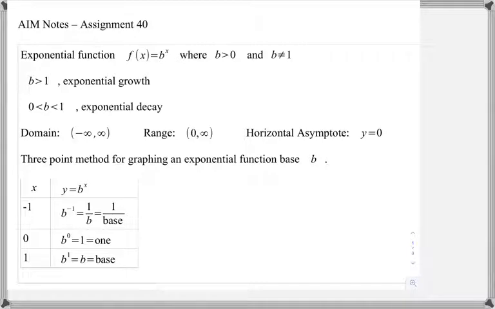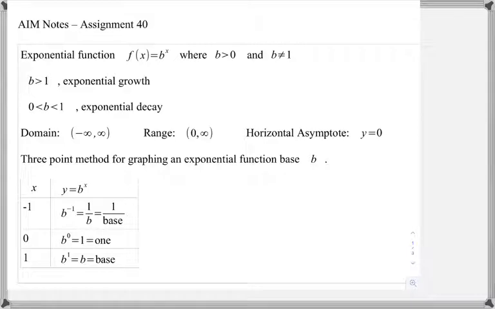The range will depend on if you have any sort of vertical shift, but in stock form, just b to the x, it is going to be 0 to infinity. And then in stock form, you have a horizontal asymptote of y is equal to 0. And that'll change if you have any sort of vertical shift. To keep things very simple, we use the 3-point method for graphing an exponential function, b to the x.